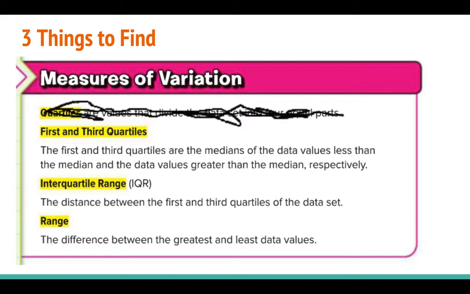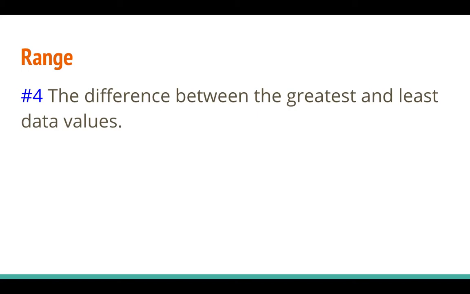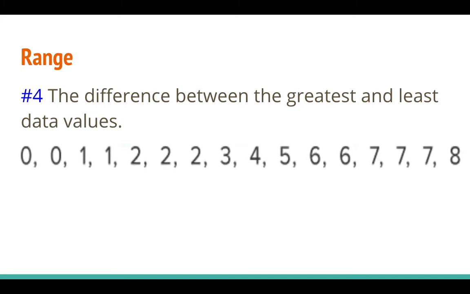Okay, so we've gone over first and third quartiles and interquartile range. Now we're going to look at range. And range is pretty straightforward. It's just the difference between the greatest and the least values in the data set. So here's that original data set. Find the biggest number, find the smallest number. Biggest number is 8, smallest number is 0. To find the range, you just go 8 minus 0 equals 8. The range is 8. Again, it's just the biggest number in a data set, subtract the smallest number in a data set.